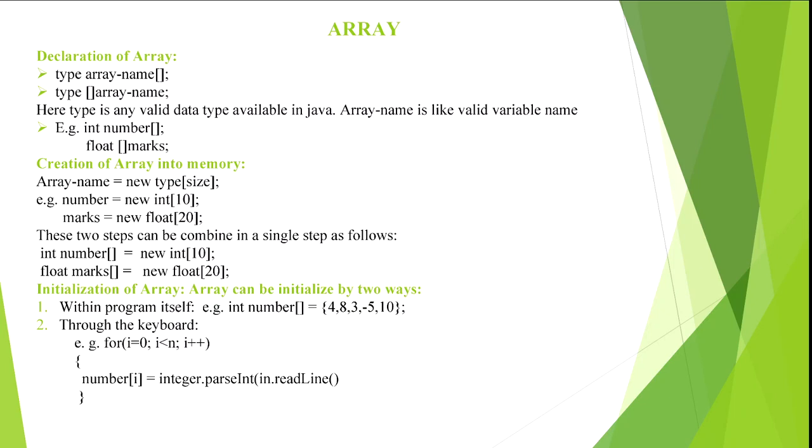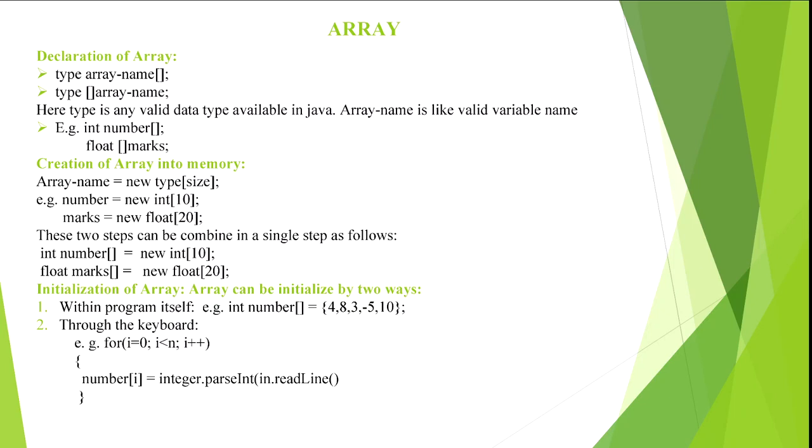After declaration and creation of the array, the next step is initialization of the array. The array can be initialized in two different ways. The first way is within the program itself, meaning at the time of declaration you can initialize it by providing the values within the program. For example, int number, and I have taken five values: 4, 8, 3, -5 and then 10. This is the first way.